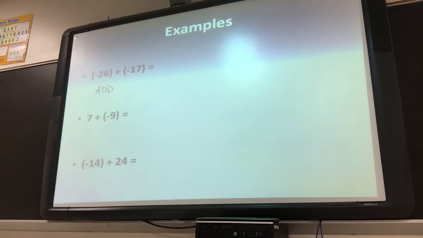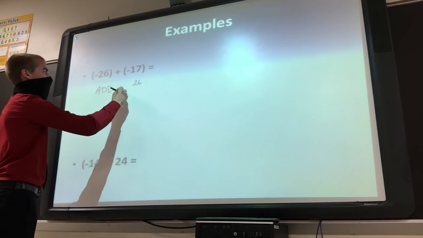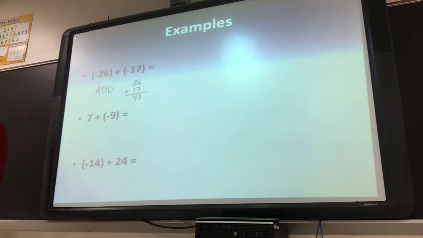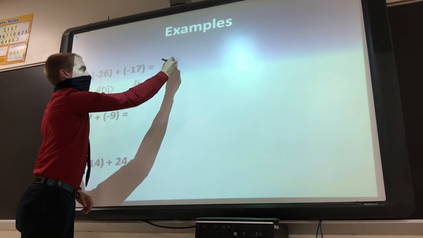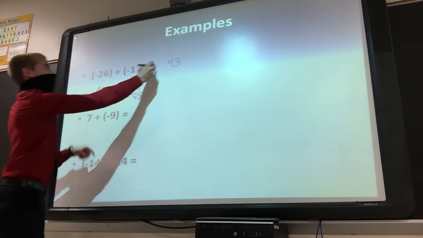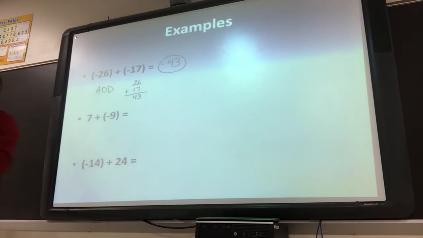Forget about the negatives and just do 26 plus 17. It's going to get you 43. So now we'll write 43 up here, and then we'll determine, is it going to be a positive or a negative? Well, that's where you look at the bigger number. The bigger number is 26. 26 is negative. So our answer is negative 43.